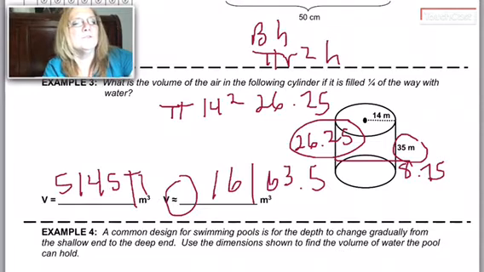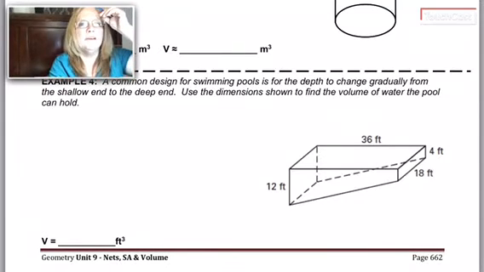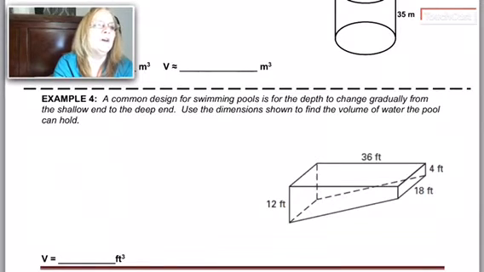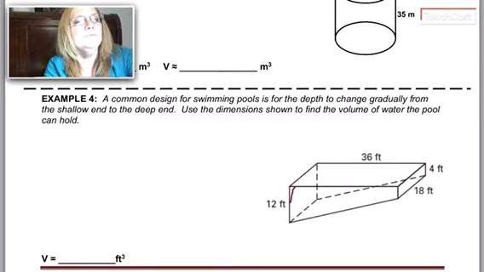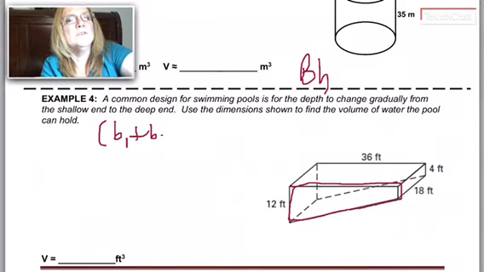Okay? So now we have one last problem to do. And this one I think is a little tricky for some people. So the problem here is, what is this shape? Okay? A common dimension for a swimming pool is for the depth to change gradually from the shallow end to the deep end. So we're looking at this and it's like, what is this? Remember, it's a prism. The sides are rectangles. And then what is the base? Well, the base here is in the shape of a trapezoid. And so the formula is the area of the base times the height. And then the area of the base is base 1 plus base 2 times the height divided by 2.